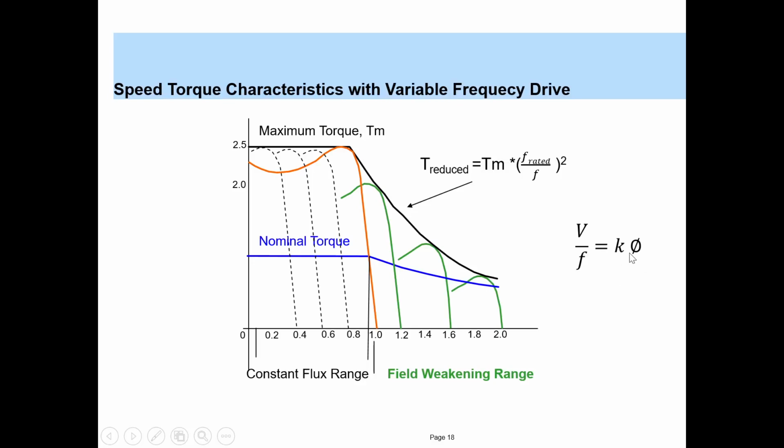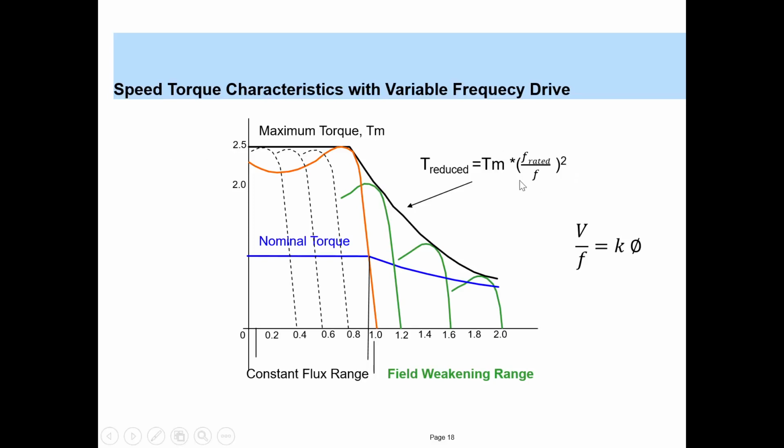So reduction of flux leads to field weakening. Hence we call this the field weakening region. And next, the torque gradually reduces following this curve. If you were to predict how much the torque would be, if you say maximum torque is Tm, then reduced torque is equal to Tm times (F rated divided by the frequency at which you are operating) the whole squared, where F rated is the rated frequency, which is generally 50 Hz in India or 60 Hz in the US.